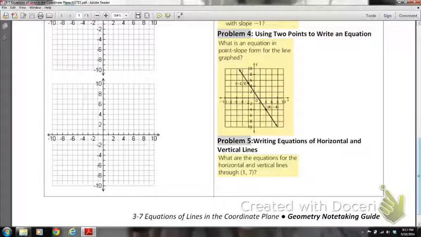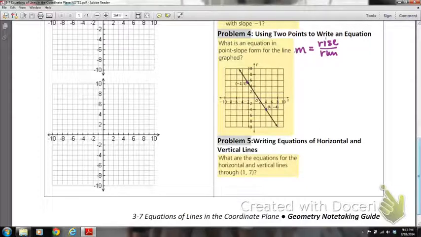In problem 4, we're using 2 points to write an equation. So here we're given, write the equation in point slope form for the line graphed. Since we have a graph, we have 2 points, but we need the slope of the line. So the slope of the line is rise over run. And we can calculate that, or we can count that, since we do have a graph.